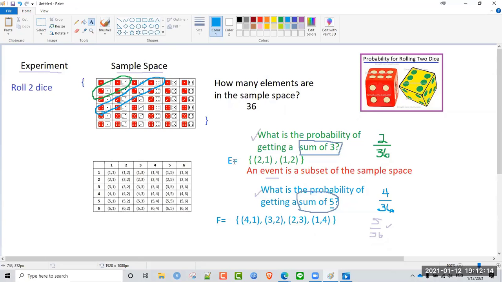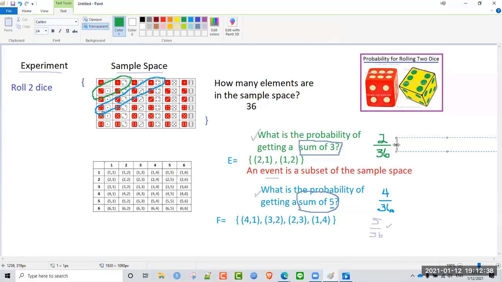So the event E, the probability of that event is 2 out of 36. The probability of the event F is 4 out of 36. Okay? Now why not do this in a more mathematical way? I can make it look slightly more mathematical by doing this.